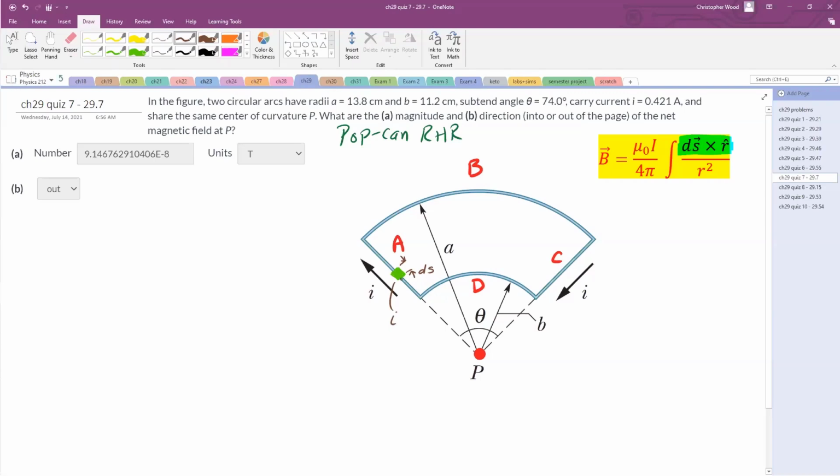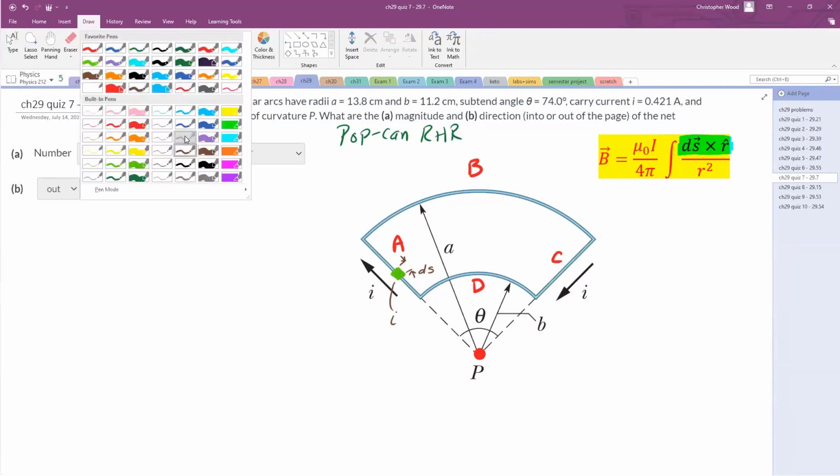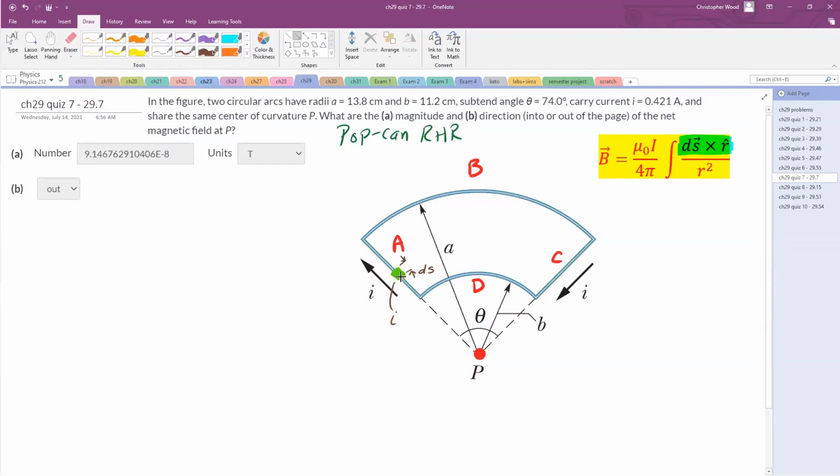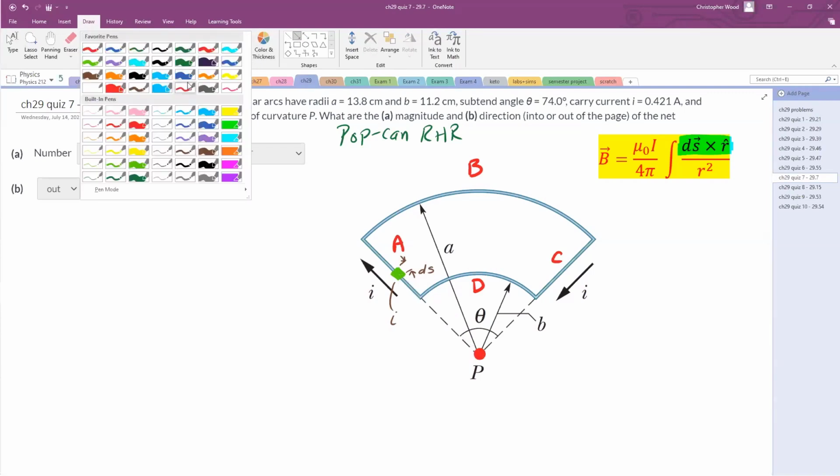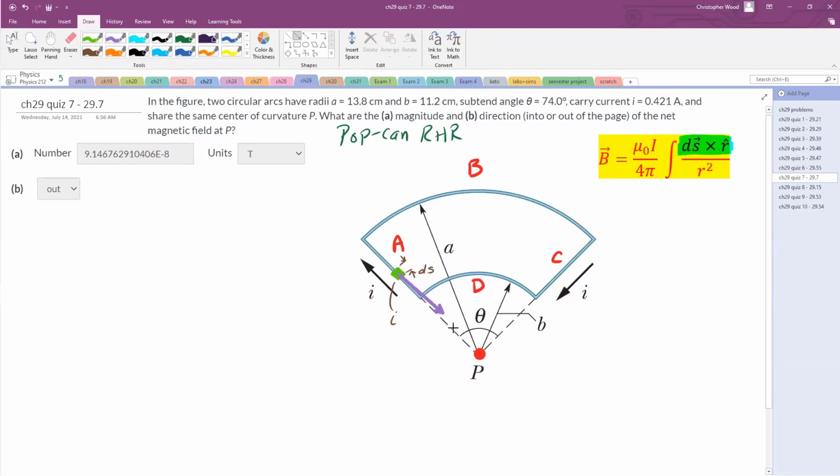So what is the current going through this green differential element? It's I. What is the size of this green differential element? It's ds. What is the location of this differential element with respect to Probert? That's given by a position vector right here. This purple vector, let me make that thicker. This purple vector is just a position vector that we look at and say, okay, there is the location of this differential element with respect to Probert.